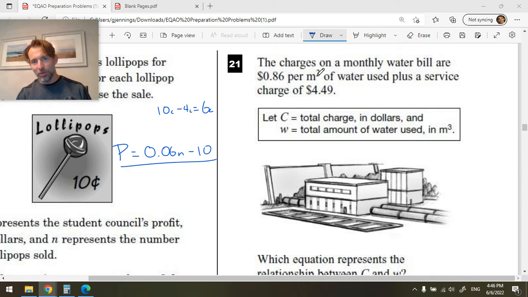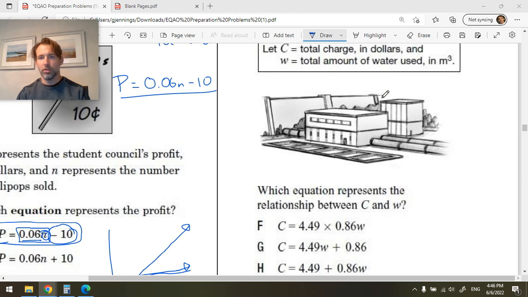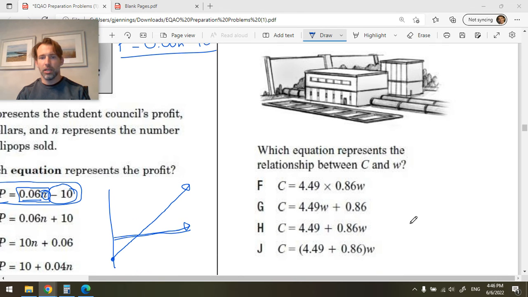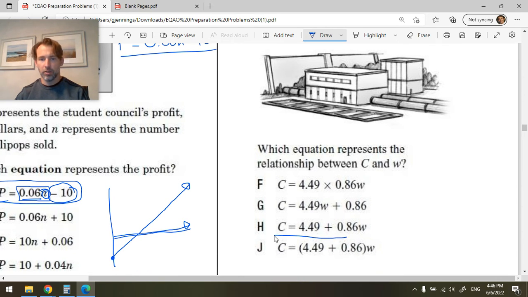Okay, the charges on a monthly water bill are 86 cents per cubic meter of water used, plus a service charge of $4.49. Okay, so let C equal total charge in dollars and W equal the total amount of water used in meters cubed. Oh man, they just have some gross stuff in there. Okay, so you take your flat fee and you add that, and then you add this per unit, per meter cubed of water fee there. That's the relationship between cost and amount of water used.